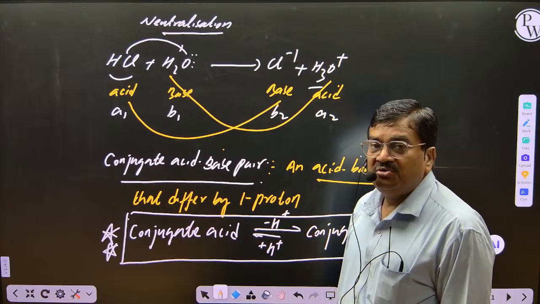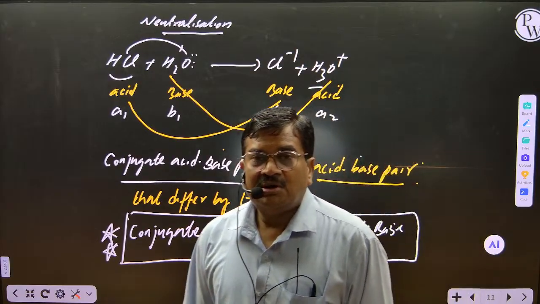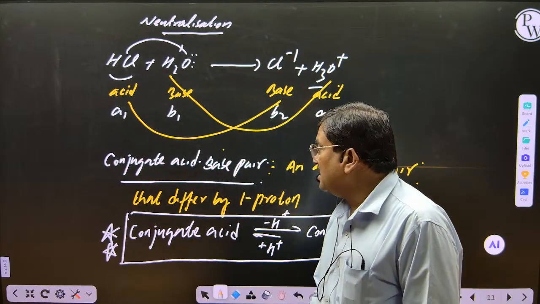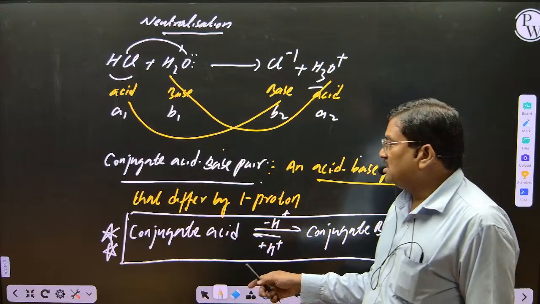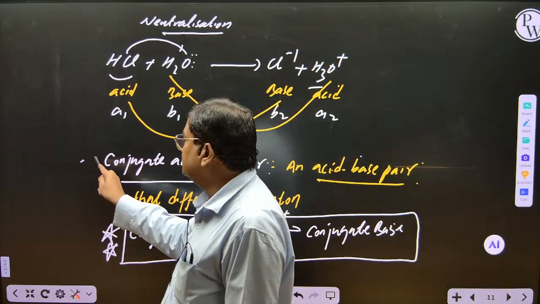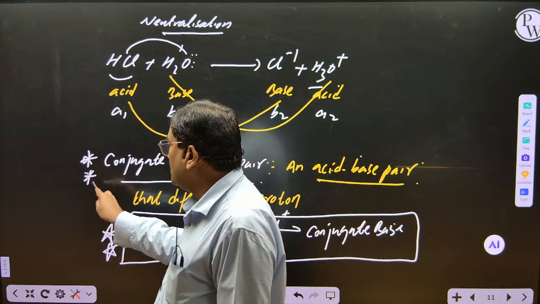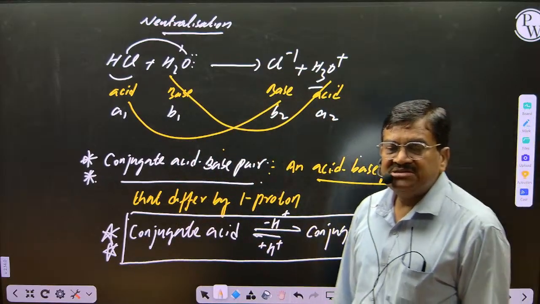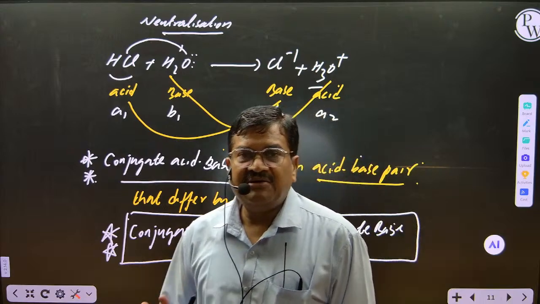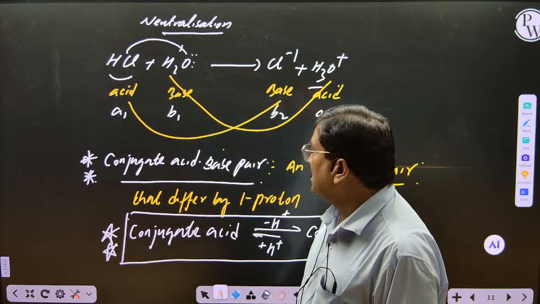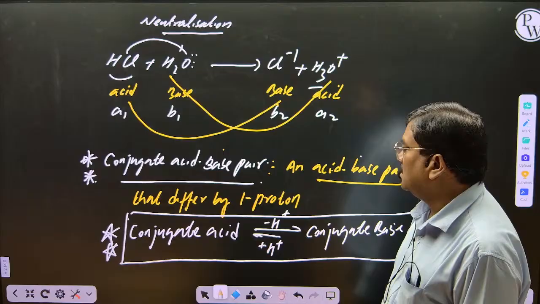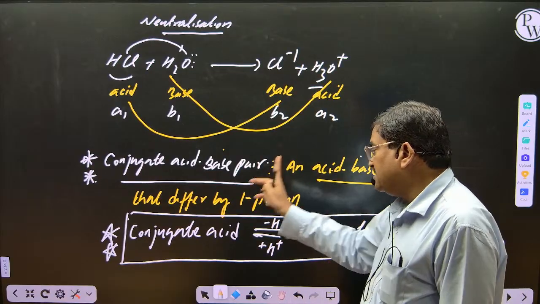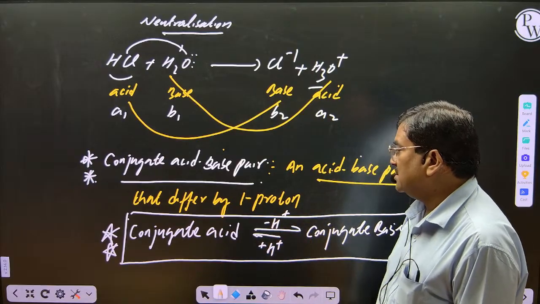After that, we go into the pH concept. Hope all of you are following, everyone. So we will stop here. We will conclude here. Copy this. This is important. Conjugate acid base pair. It's understood, no? A conjugate acid base pair is nothing but the one that differs by one proton. The difference should be only one proton. So in order to get conjugate base, remove H. In order to get conjugate acid from conjugate base, add H.